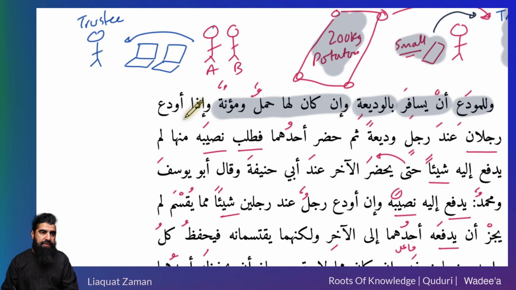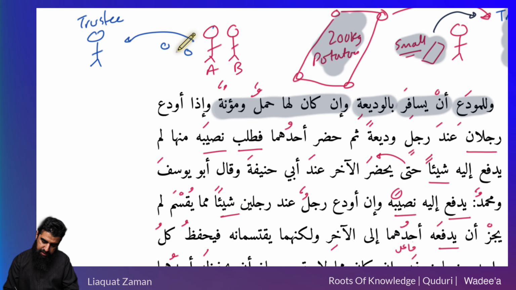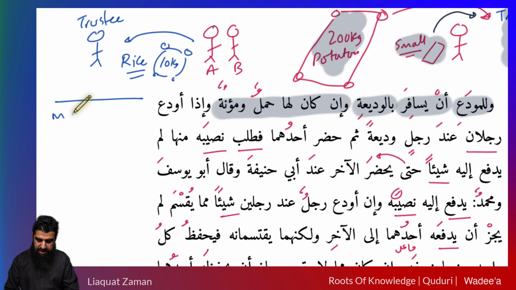Actually, no. Let's change the laptop, because then you'll understand why. Let's say it's 10 kg of rice. So they've given it to him as a trust. Let's say, for instance, Monday, Tuesday, Wednesday, Thursday, Friday, Saturday, Sunday. Now they give it on Monday. So this is the day that they give it. Listen carefully now.